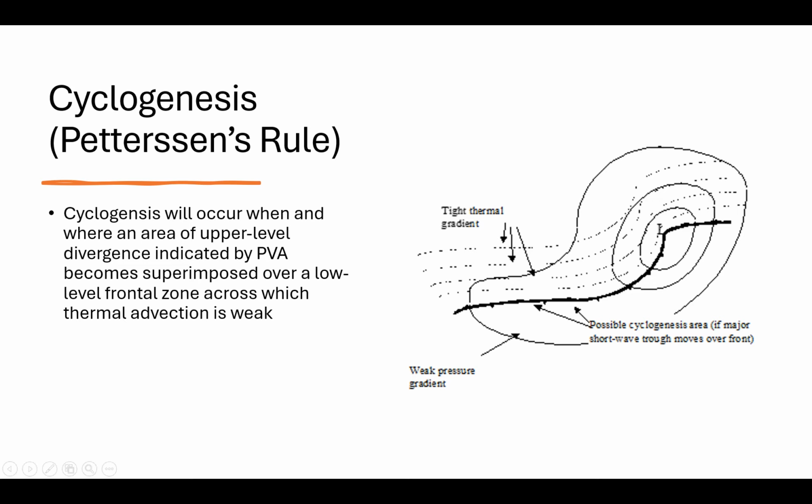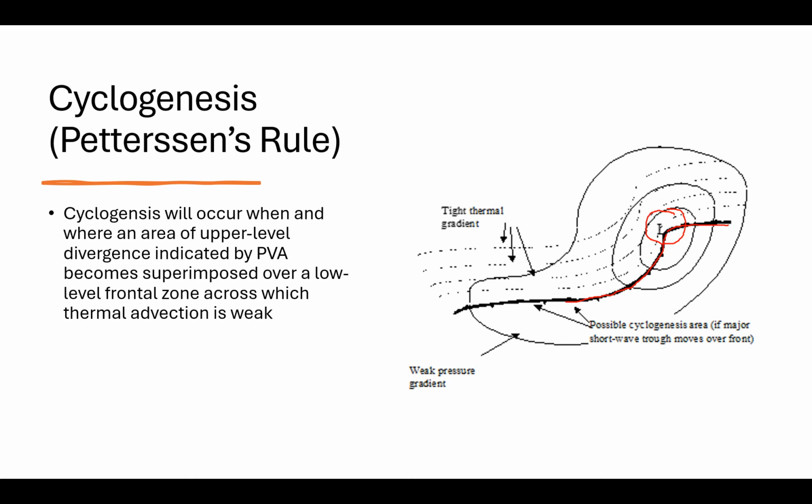Okay, so let's examine this diagram here on the right hand side. We have this black L, which represents an area of surface low pressure. We have a warm front extending outward to the east from this low pressure center. And then we have a cold front extending south and southwest of the low pressure center.